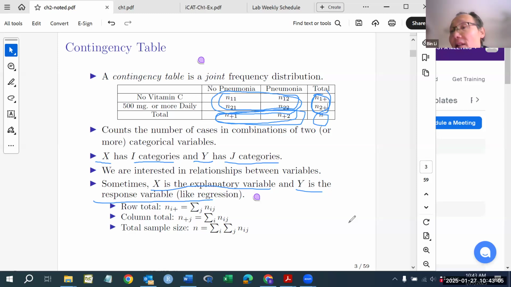So you can see, I'm just telling you some situations where you should consider having one of them be the response and one of them be the explanatory. If none of these situations apply, then you may just treat both variables the same. Just consider them as two variables. You don't have to assign one of them to be the response. Okay.